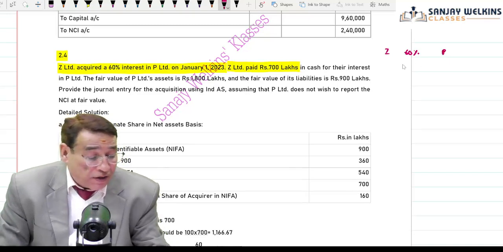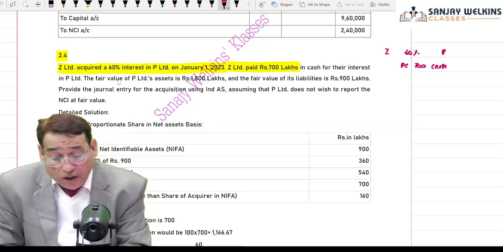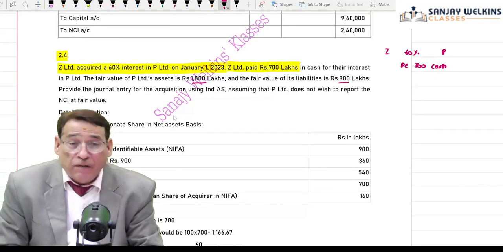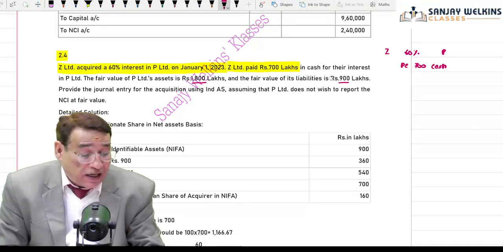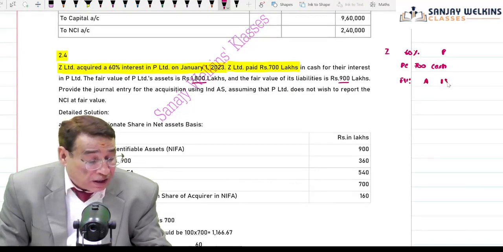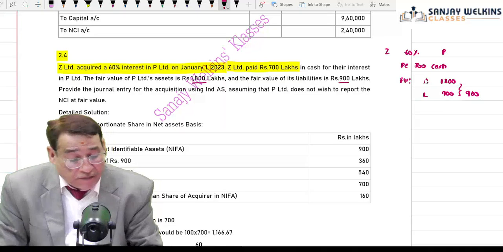And it is also given that PC is equal to 700 lakhs and PC will be paid in cash. The value of the net asset is 1,800 and fair value of the liability is 900. Fair value of the asset of P Limited is 1,800 and fair value of liability is equal to 900. So that means net asset is equal to 900. Fair value of the net asset is equal to 900 of your acquiring company.